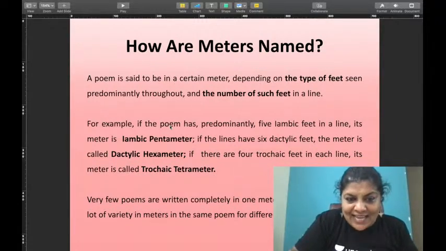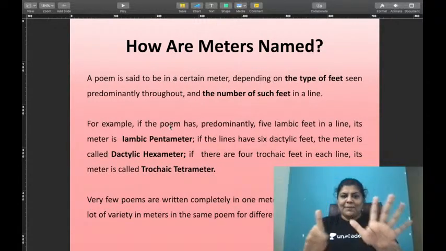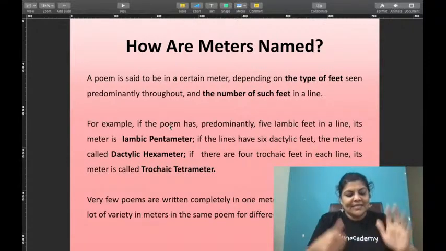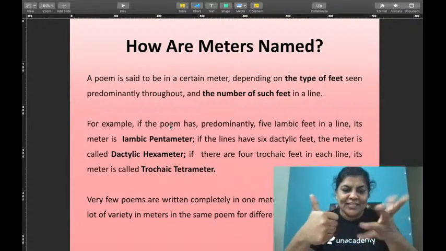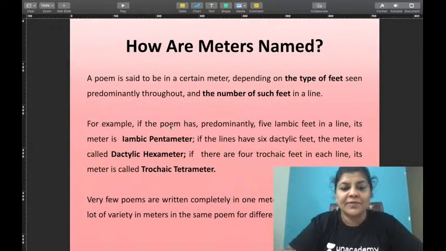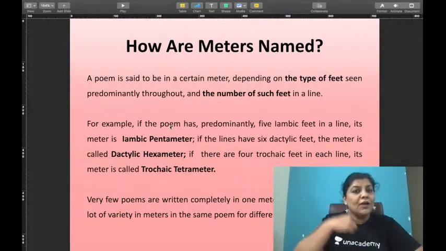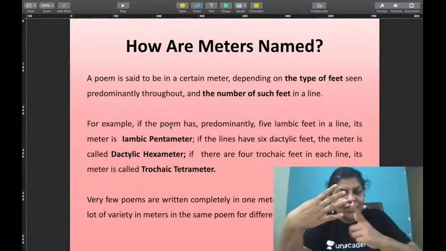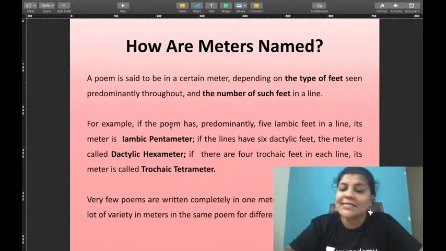What is dactylic hexameter? Hexa means six. Six feet are there. Each is a dactyl. What is trochaic tetrameter? Tetra means four. Four feet are there. Each is a trochee. Samajh rahe ho?